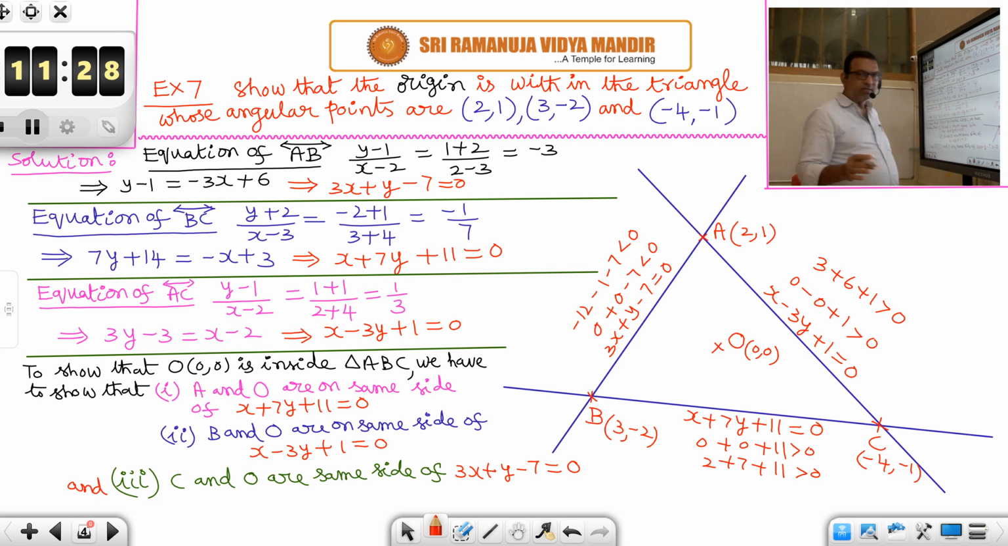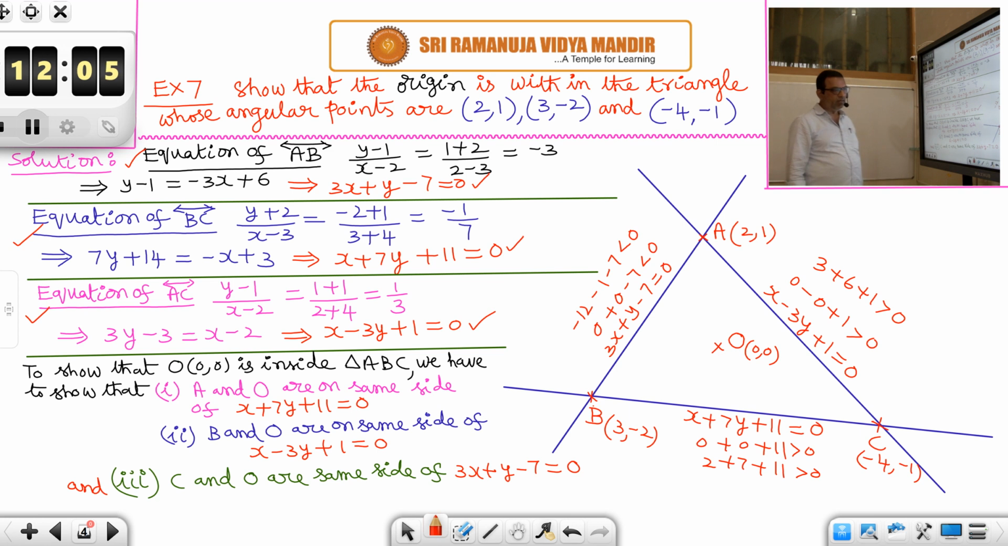So the strategy here is first let us find the equations of the sides. All the three vertices are known. So A and B are known. You can find the equation of the line AB by using the 2-point formula. Similarly, equation of BC, equation of AC also you can find. Now, see here, this is important, that I have done here. First step, equation of AB, second step, equation of BC, third step, equation of AC. I have found the lines, I have written the lines in the red color.